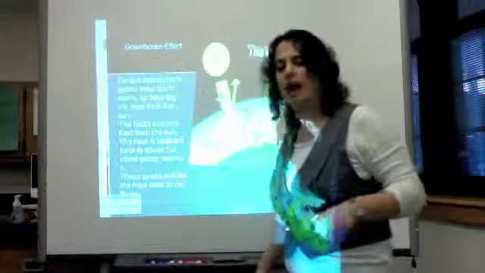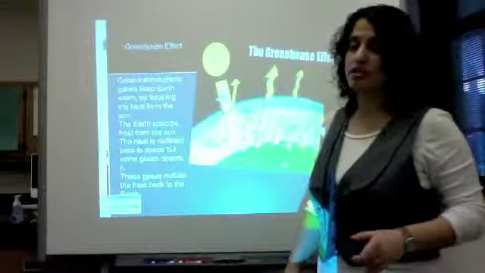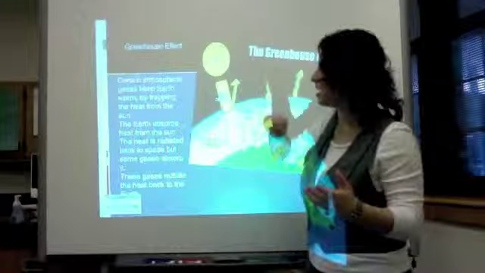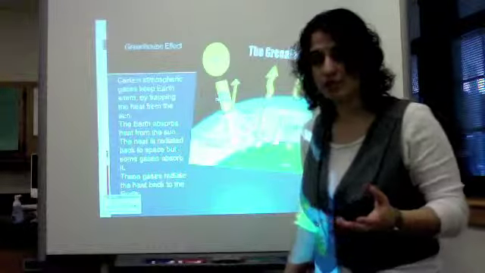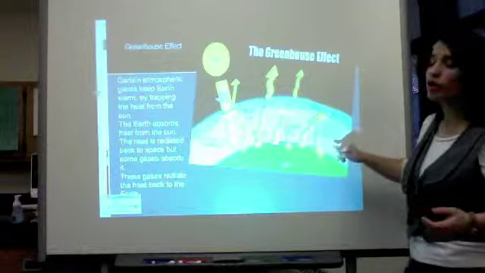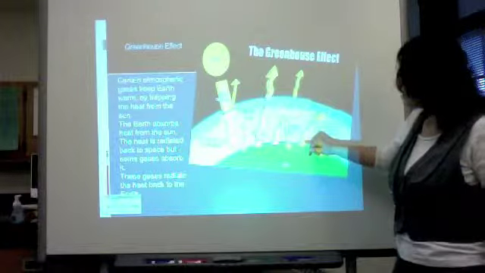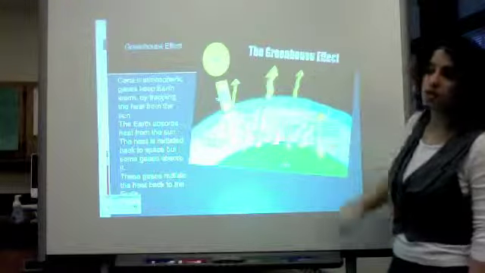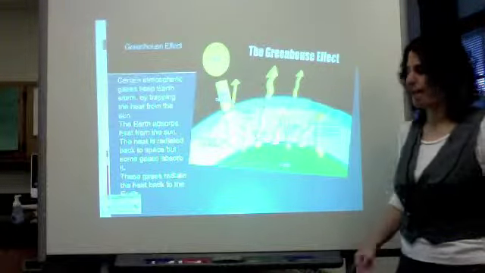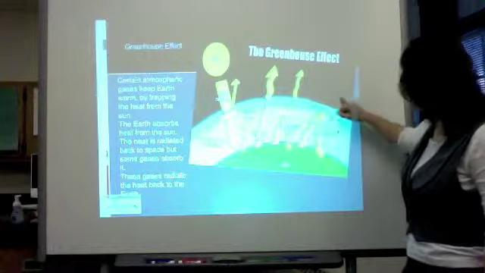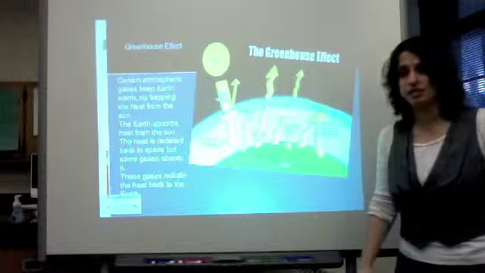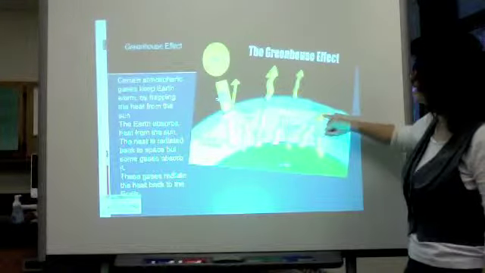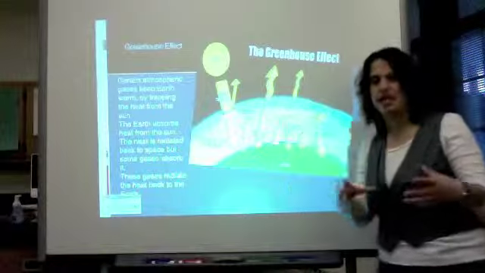So let's see what happens when we increase the amount of carbon dioxide and other greenhouse gases in the atmosphere. Well, according to this picture, the heat can't escape. If you notice here, some of the heat goes up, some comes back down. But in this one, with the increase of greenhouse gases, the heat goes up, but it doesn't escape. It comes right back down and it stays on Earth.